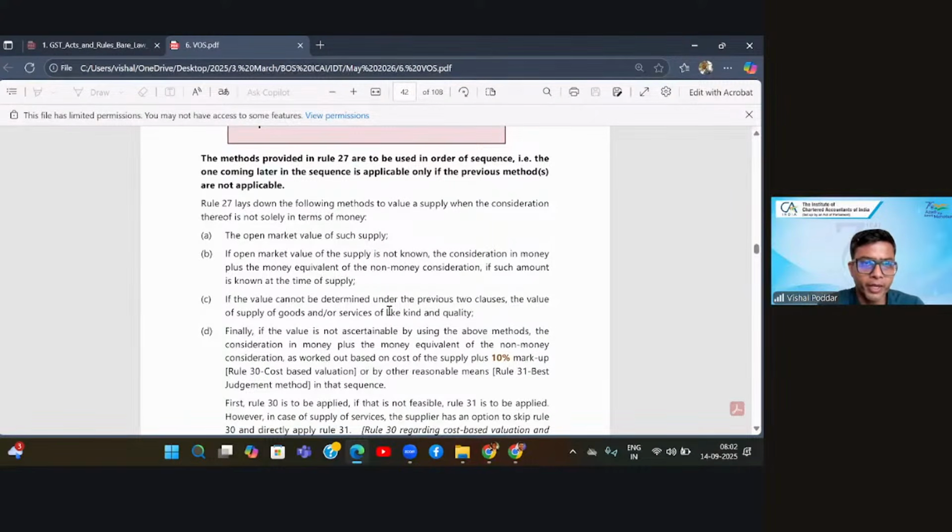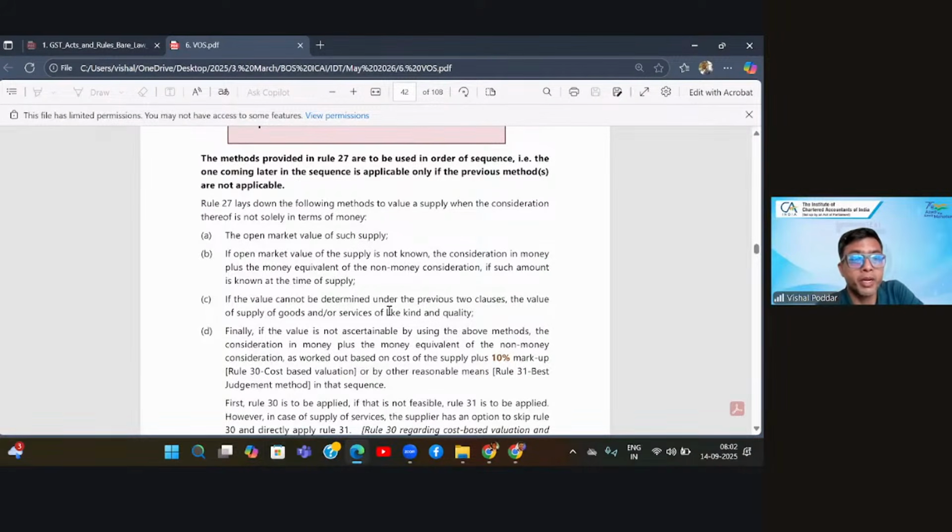You can explain any one. Actually, you have to go in sequence. You have to first take the value as per A. Where A is not possible, A is not feasible, then you will go to B. But fine, I'm okay. Even if you want to explain alternatively, it is okay. But you have to explain with this example in mind. Yes, since open market value of this supply of fees may not be determinable, then we will go to B.